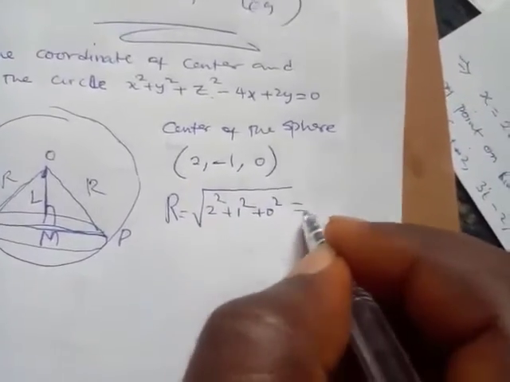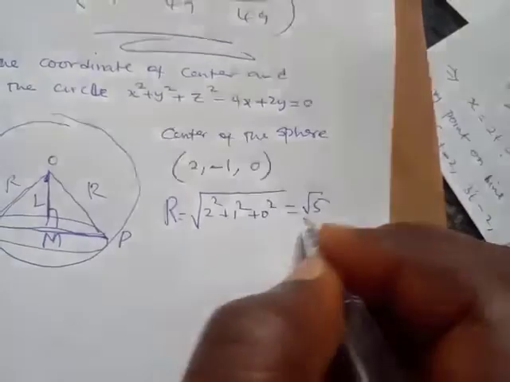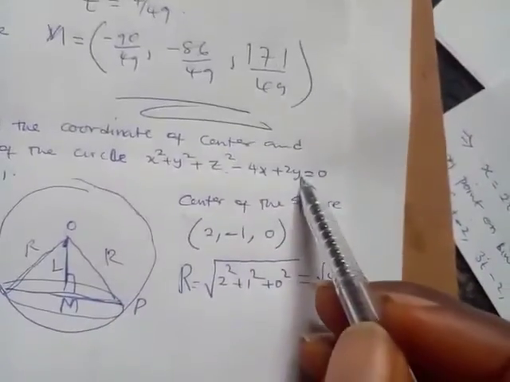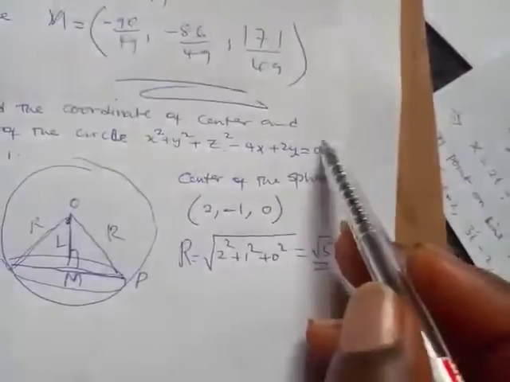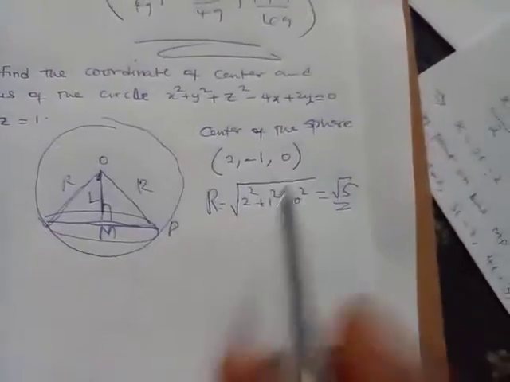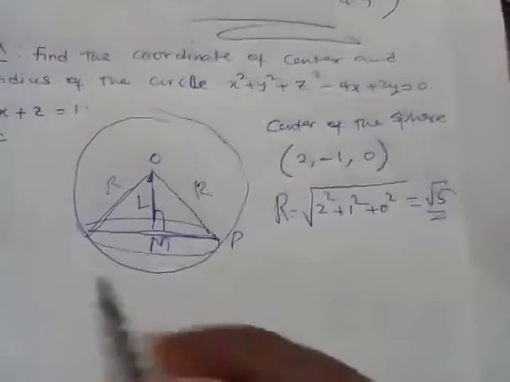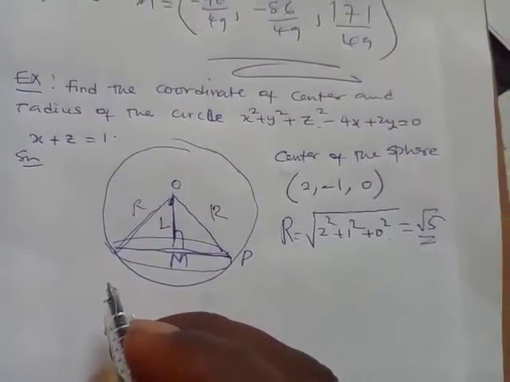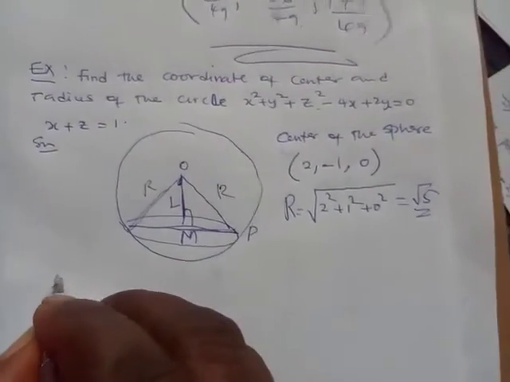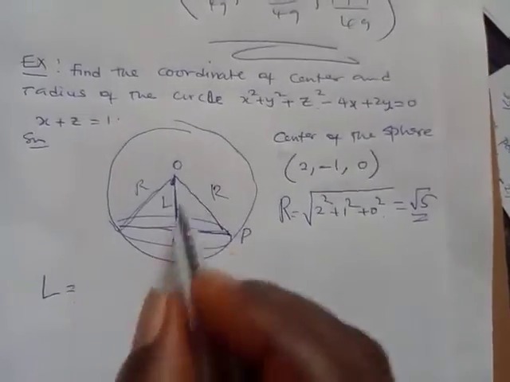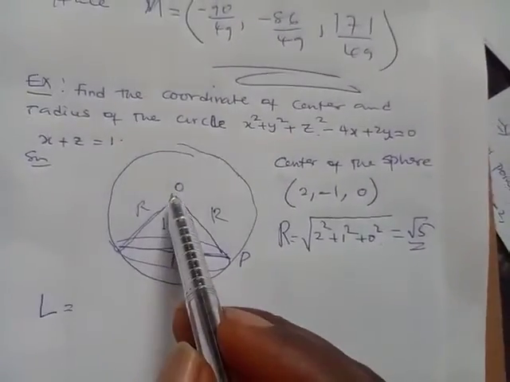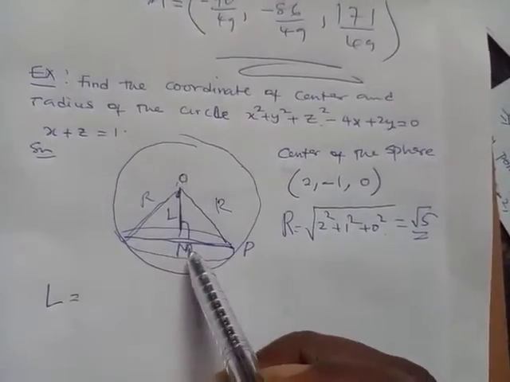So finally our answer is just root 5, because there's no constant there. It will have been minus that constant too, but there's no constant. So we have found the center and radius of the sphere. From this place, it will be very easy for us now to find our length OM, which is the distance between this place and this place.